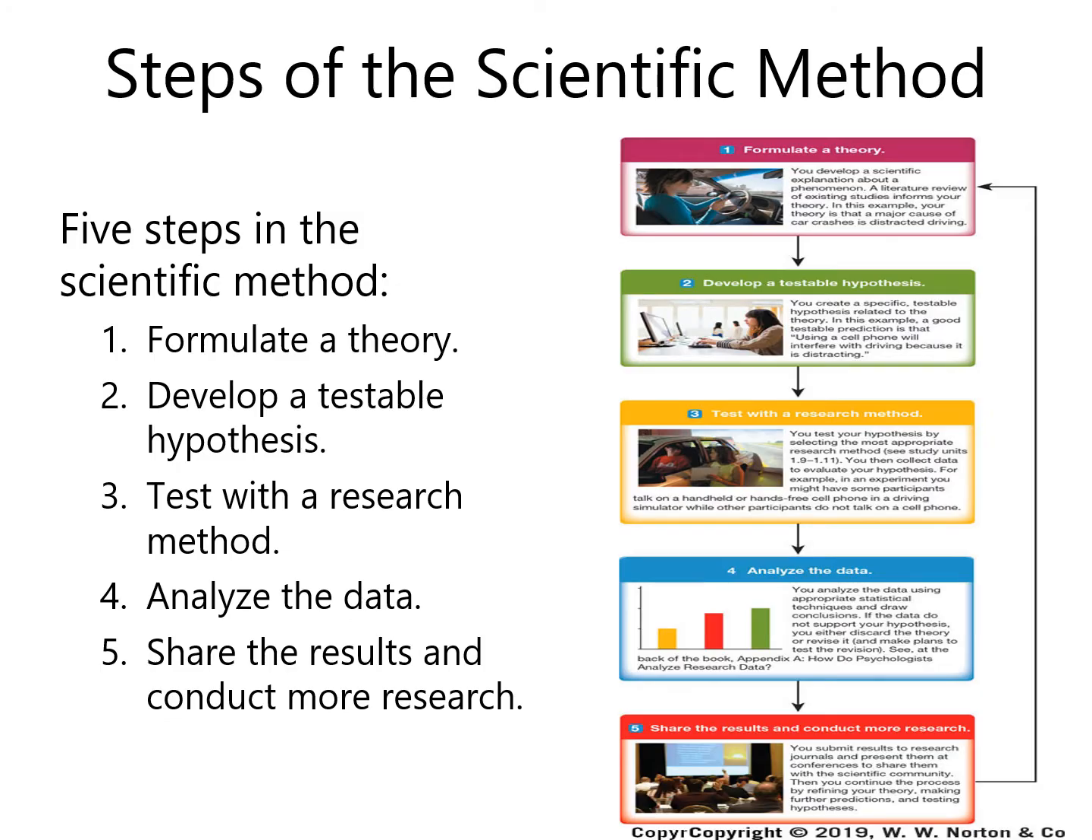Now let's talk about the steps of the scientific method. Now these steps might be a little bit different from the steps of the scientific method that you've learned in other classes or from other textbooks, but these are the ones that we're going to use for this class. Number 1, formulate a theory. We're going to talk about what that is in just a second. Number 2, develop a testable hypothesis. Number 3, test with a research method. Number 4, analyze the data that you have collected. And then finally, number 5, share the results and conduct more research.